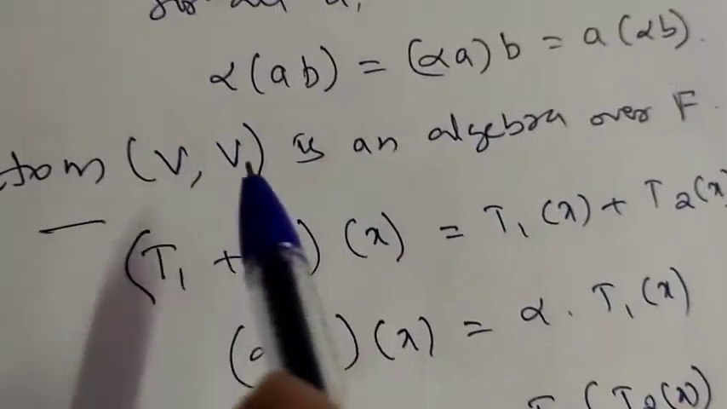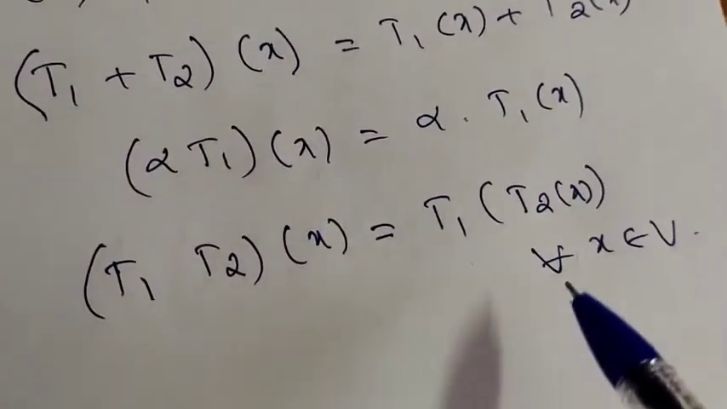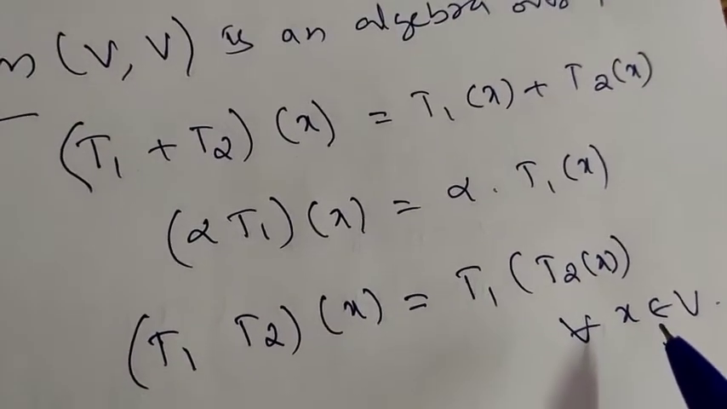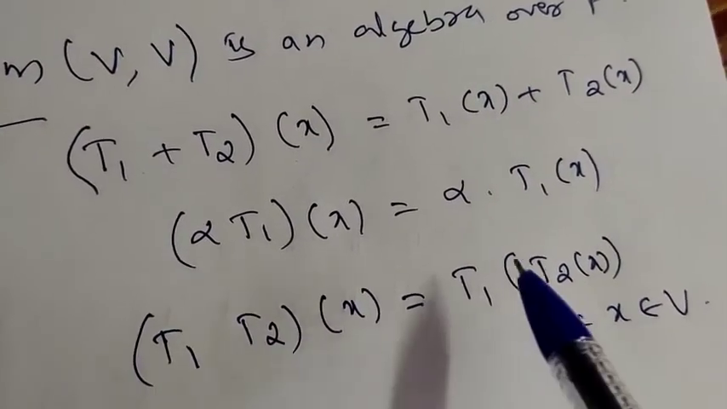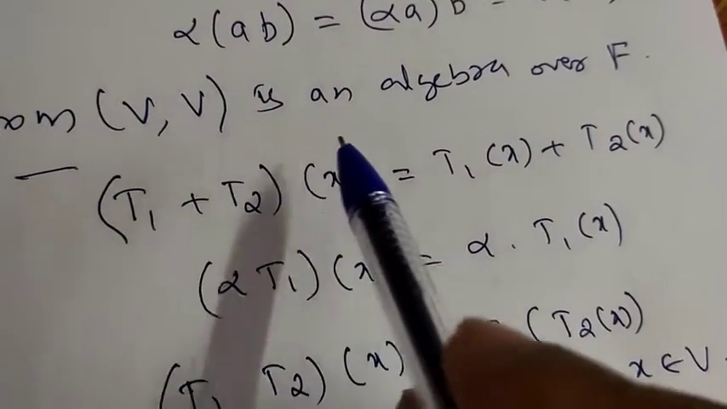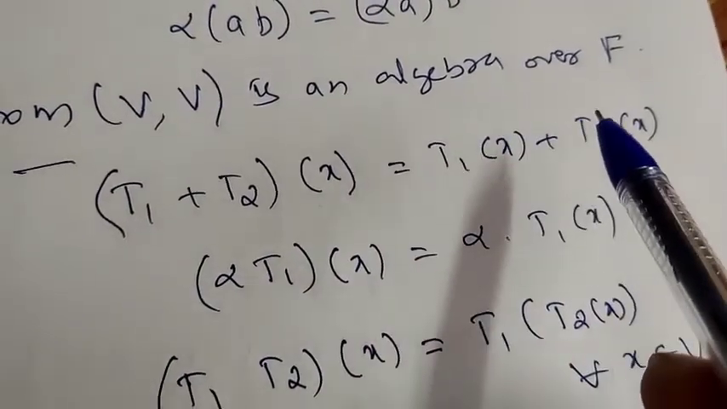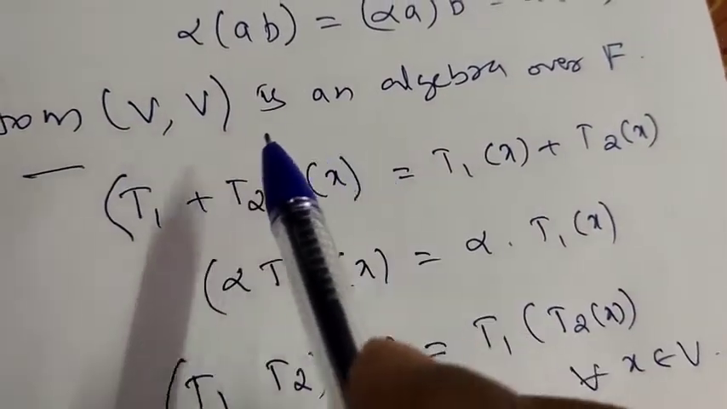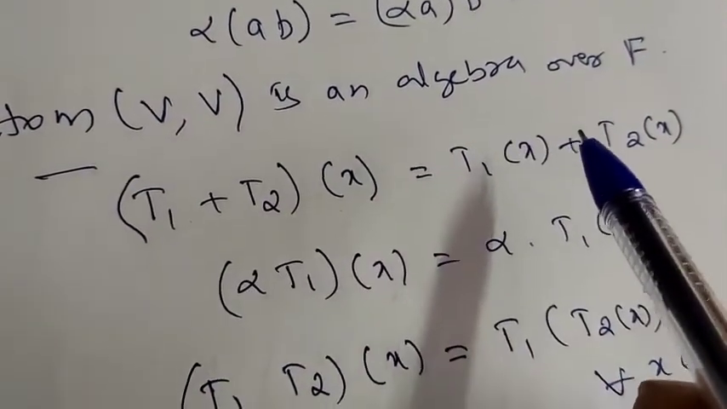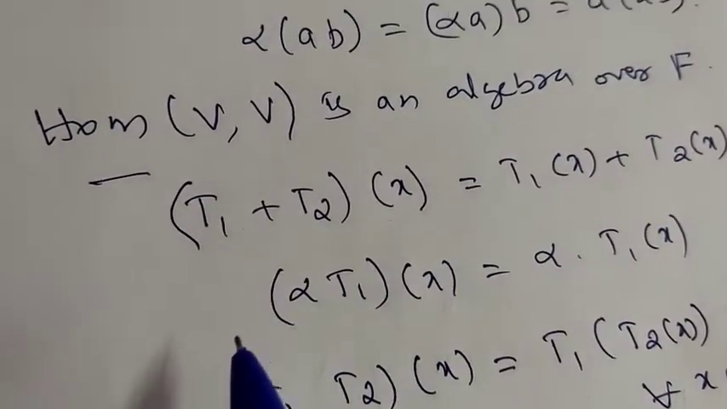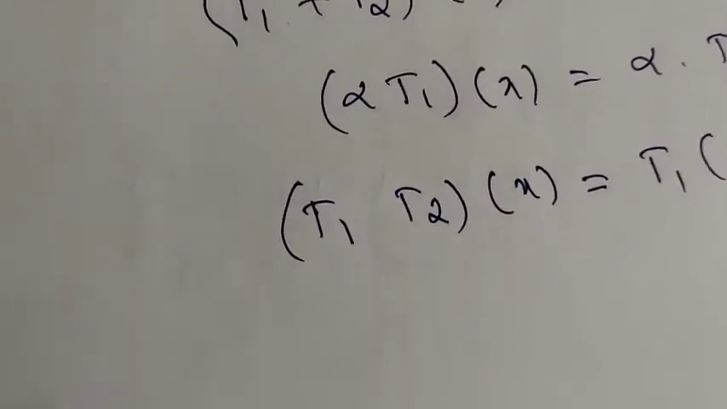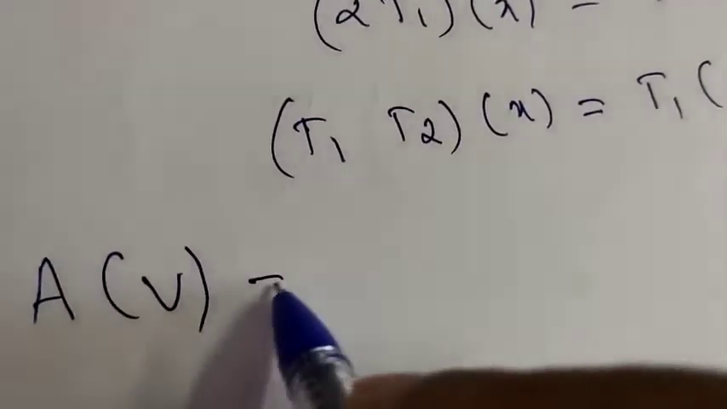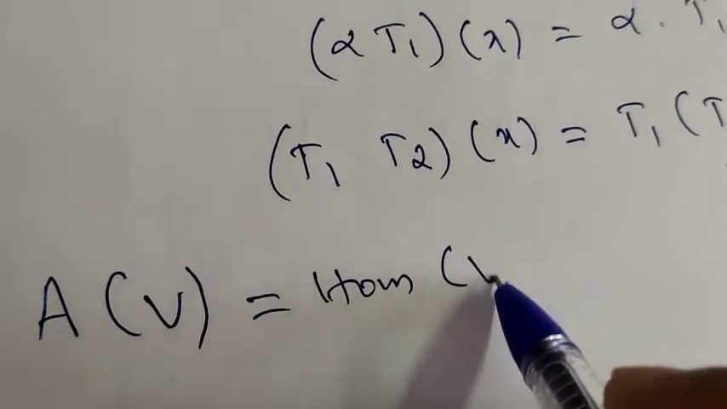Here, since the mapping is from V to V itself, I can write T1 into T2 of x is T1 of T2 of x for every x belongs to V. So with respect to these operations, Hom of V, V is an algebra over F. Therefore, since Hom of V, V is an algebra over F, it is denoted by the symbol A of V.